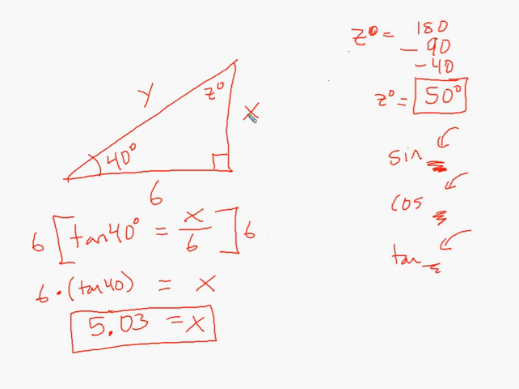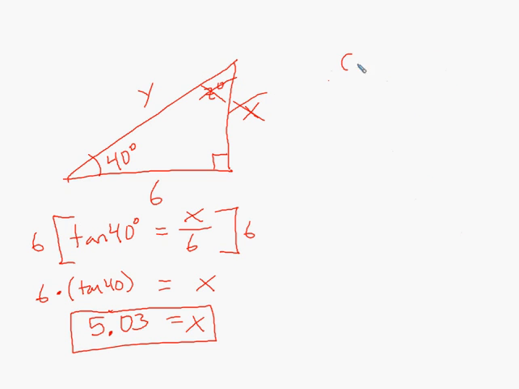Alright, let's find y. Now I'm going to avoid using anything I calculated. I calculated z and I calculated x. So I'm going to just use this 6 and this 40. This 6 is adjacent to my angle and this y is hypotenuse. So what has to do with adjacent and hypotenuse? Cosine. So cosine of 40 equals 6 over y.